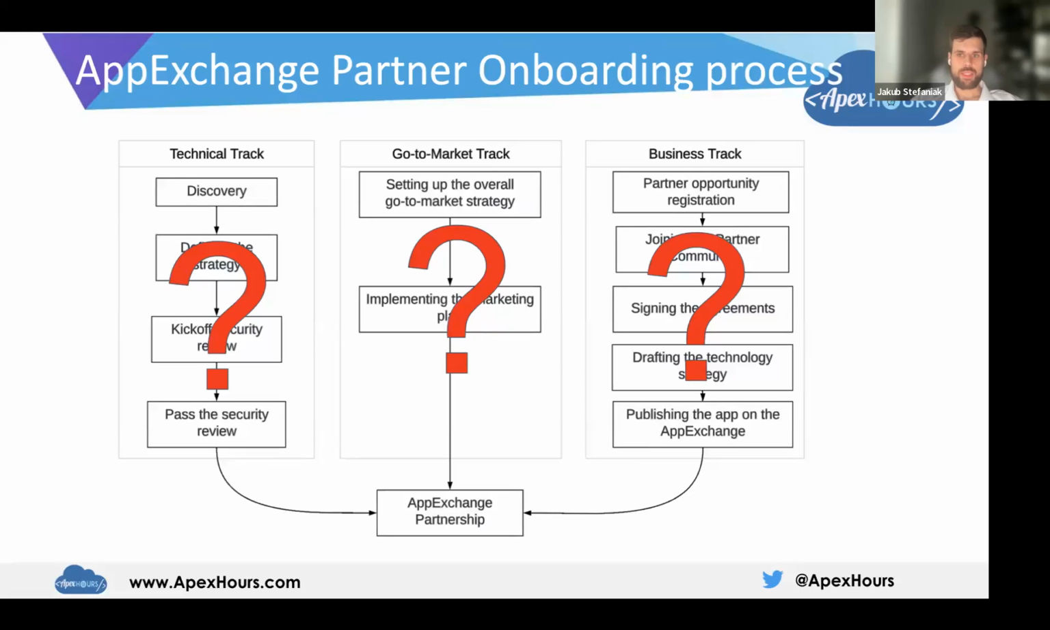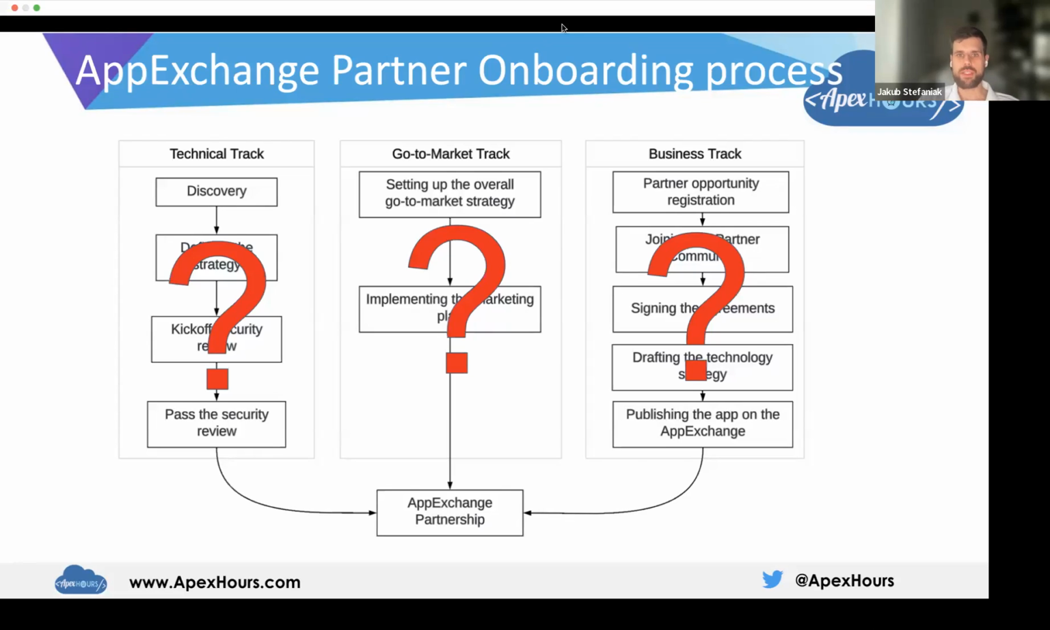Becoming an AppExchange partner is maybe not very difficult, but it's not easy to get all the knowledge and it's not easy to start getting this knowledge. The reason why is that there are three main tracks which you have to handle to publish your application on the AppExchange. There is the part about technology, building up, passing security review, preparing everything. There is the part about your go-to-market. So how we are planning to sell, market, reach customers, what is your customer profile, and so on.